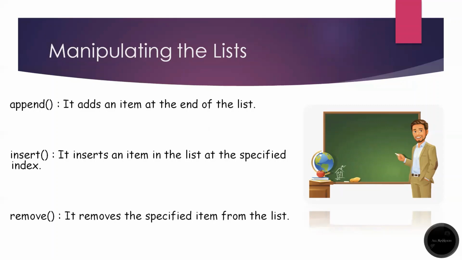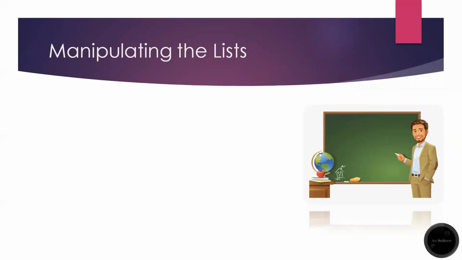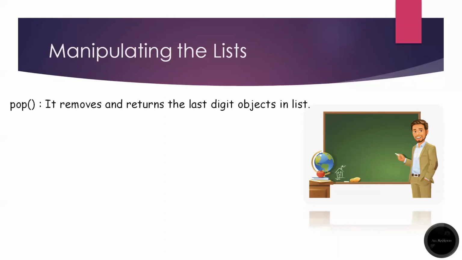Suppose you have 4 items in the list, and if you want to remove a particular item from that, then you can use the remove function. Then we have the pop. It removes and returns the last object in the list. As you can see in the later section, Jeet will tell you about the pop operation in the list implementation part.